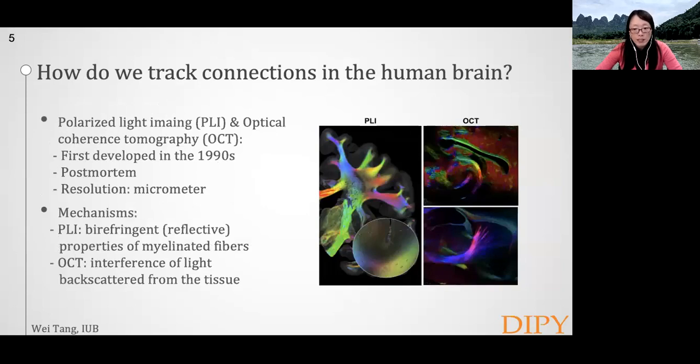Klingler's method had dominated the field for decades until the 1990s, when magnetic resonance imaging and modern microscopy started to take off. Before we delve into diffusion tractography, here are two microscopy techniques that are worth mentioning. One is polarized light imaging. The other is optical coherence tomography. Both of these techniques use light reflection or refraction properties to delineate the fibers at a micrometer resolution. Like Klingler's method, these are relying on postmortem tissues as well.